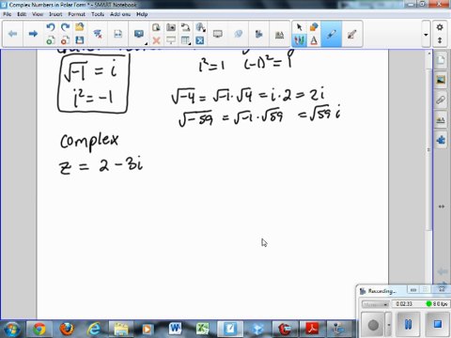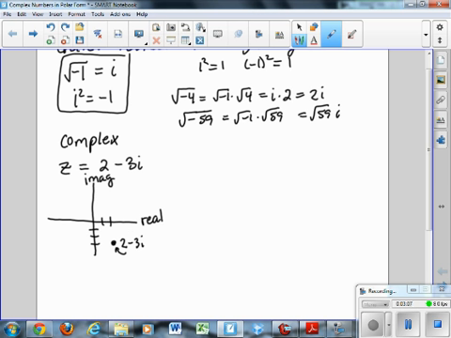I can graph a complex number, but I have to graph it on a special plane called the complex plane, in which the x-axis represents the real number part of the complex number, and the y-axis represents the imaginary number part. So I go 2 in the real number direction and negative 3 in the imaginary number direction, and this is the point 2, negative 3, the number 2 minus 3i. That point represents the number.